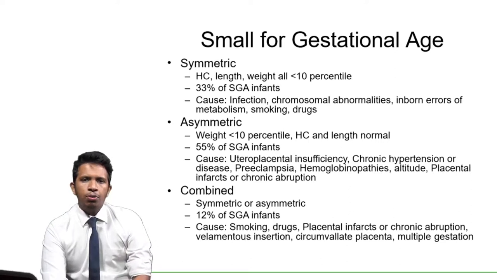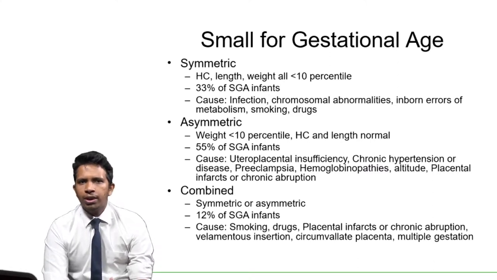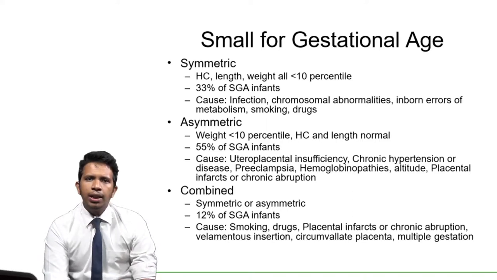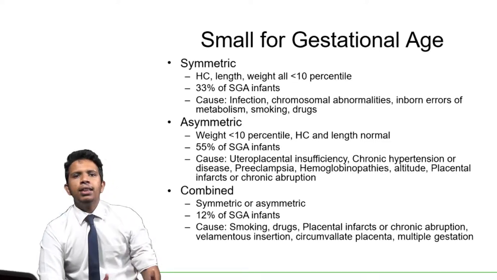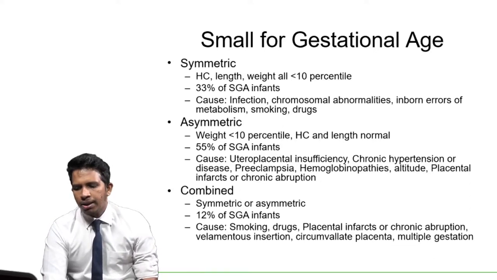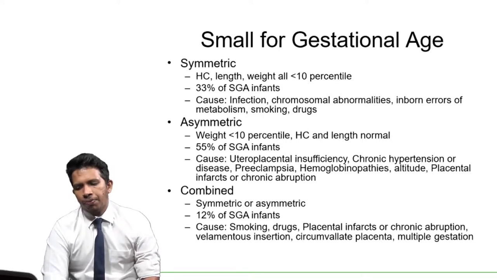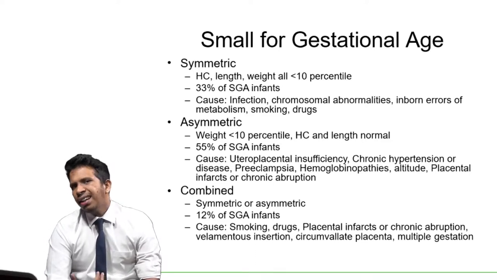the growth tends to be symmetrical. A normal child's growth will be symmetrical. So sometimes, even though a child is small for gestational age, he'll be symmetrically small. So the child's head might be proportionate to the rest of the body. Symmetrical happens in 33% of all small for gestational age infants. The head circumference, length, and weight are all less than the 10th percentile. Common causes are infections, chromosomal abnormalities, inborn errors of metabolism, smoking, and drugs.